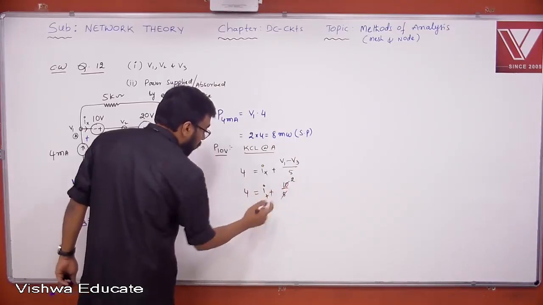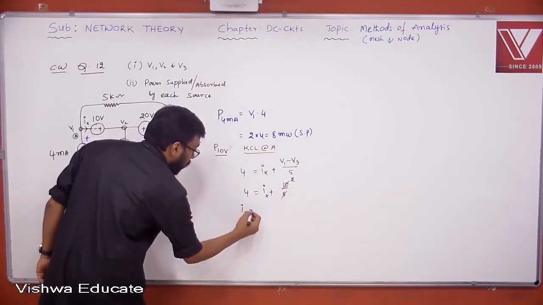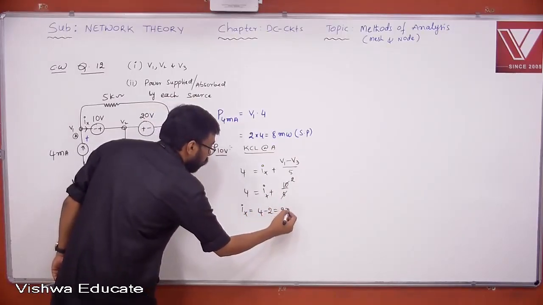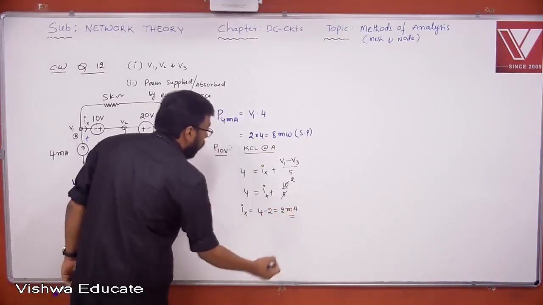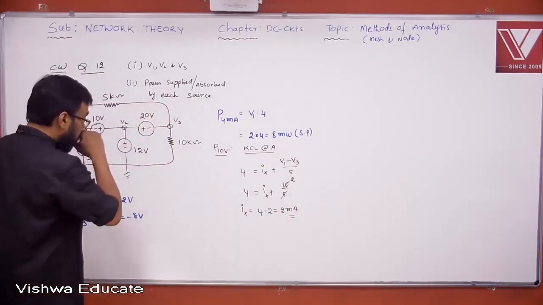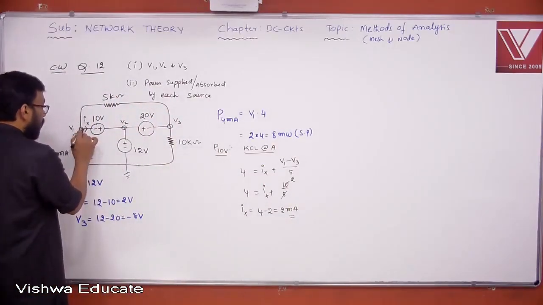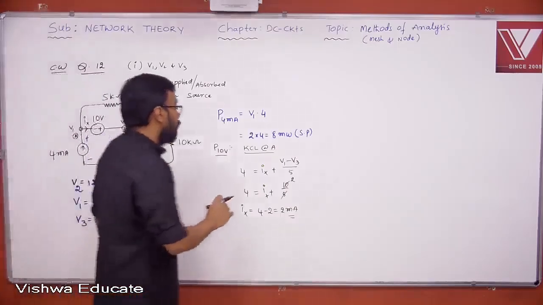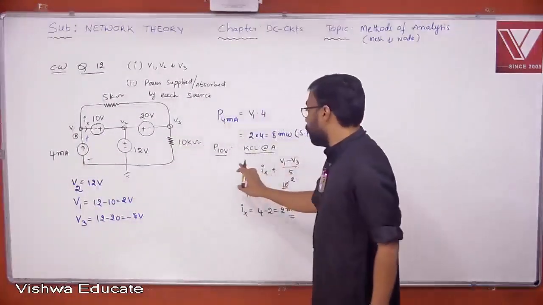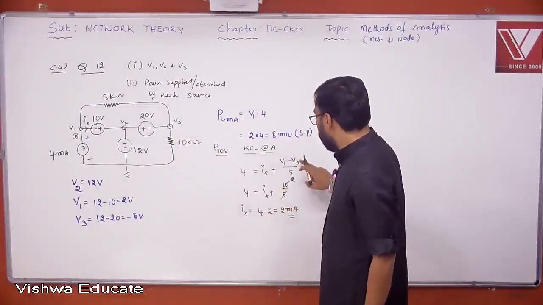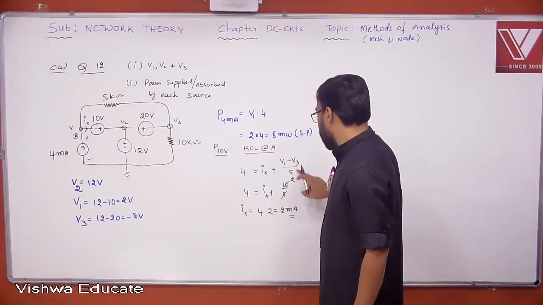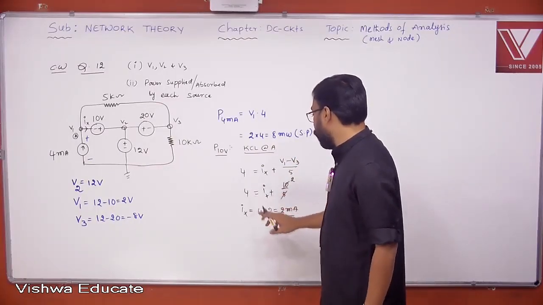Therefore, what do you get here? Ix is equal to 4 minus 2 milliampere. You understand all of you, okay? Look at this. 4 is entering, Ix is leaving, V1 minus V3 by 5 is also leaving. Sum of leaving is equal to sum of entering. This is already how much here? 2 minus of minus 8, that is 10. 10 by 5 is 2. Ix plus 2 is equal to 4.